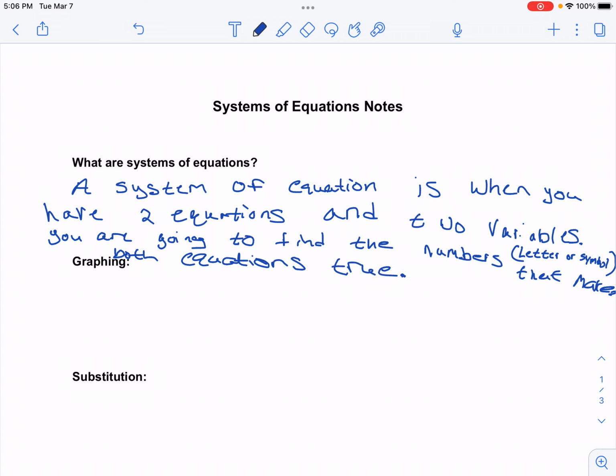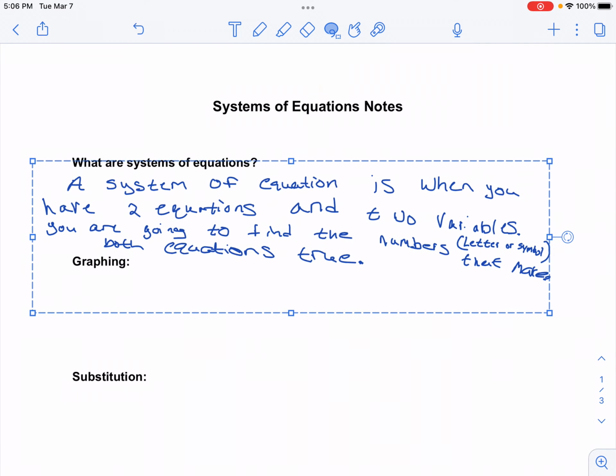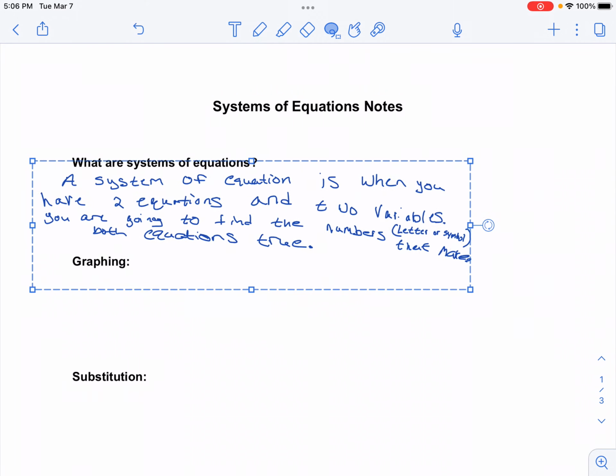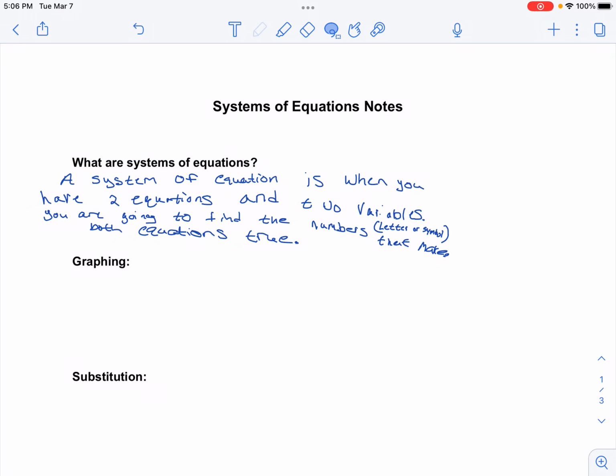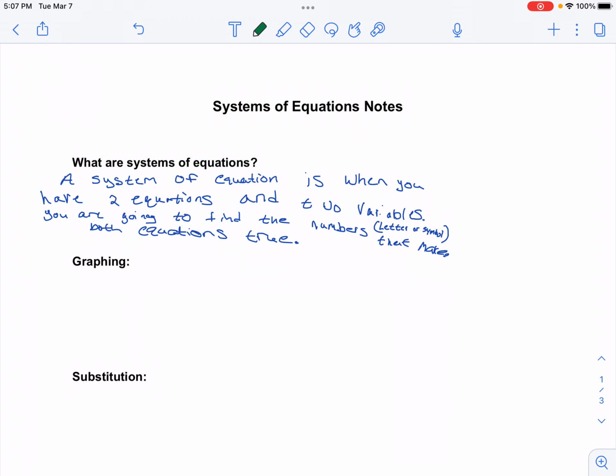All right, one more time. A system of equations is when you have two equations and two variables, and you're going to find the numbers that make both equations true. Okay? So, that is what it is. I think this will make more sense when we get into it and see some examples. I'm going to shrink this just so we have a little more room to write for the graphing section. And let's jump right into systems of equations by graphing and how we find our answers, okay?